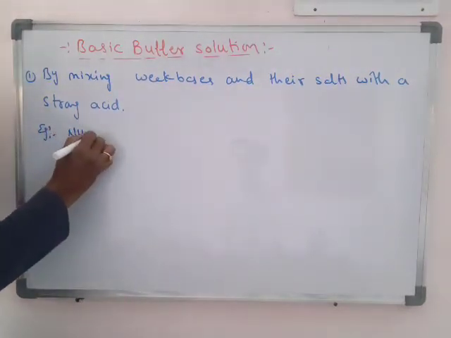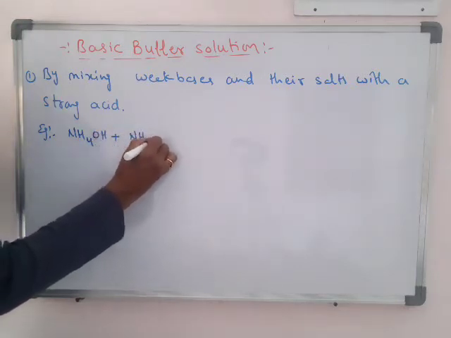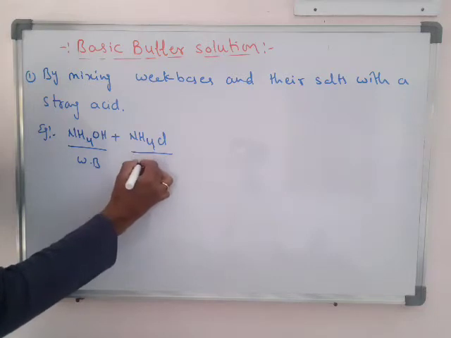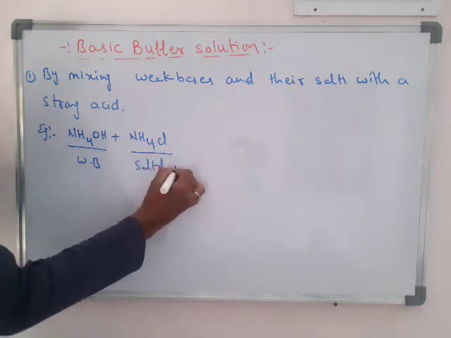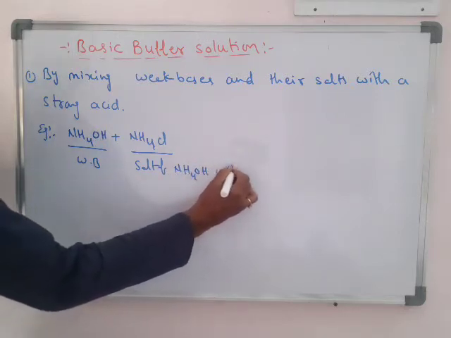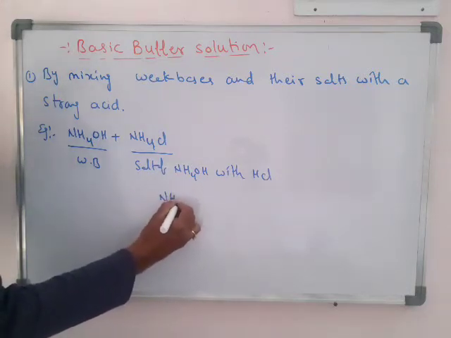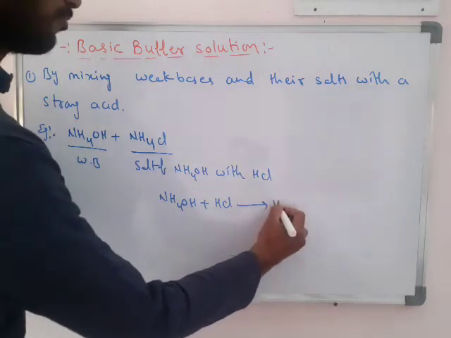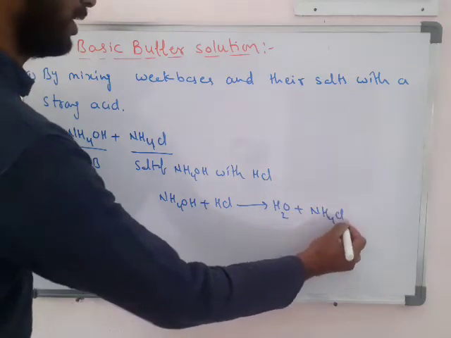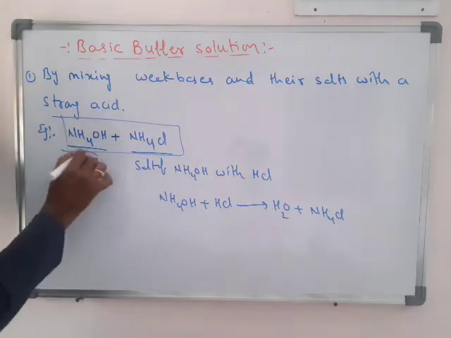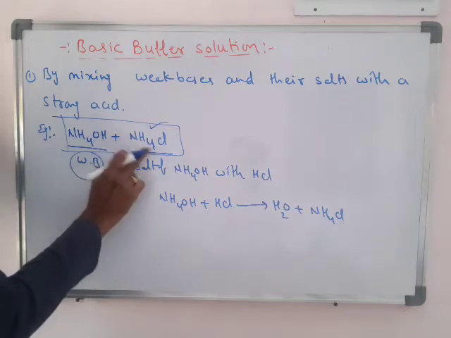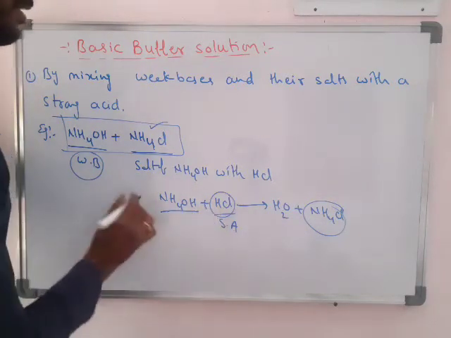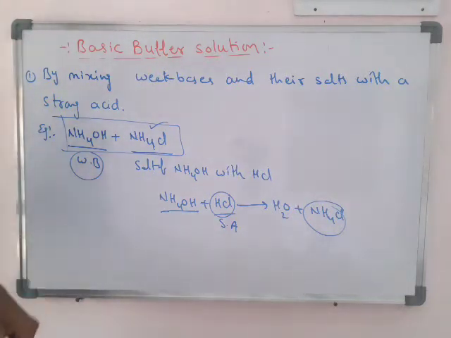For a basic buffer, ammonium hydroxide is a weak base. Then ammonium chloride, what is it? It is the salt of ammonium hydroxide with HCl. We know the reaction of NH4OH plus HCl, an acid plus base reaction, forms water and ammonium chloride. Means, what we have done here is mixing a weak base and its salt, which is formed by a strong acid. So this mixing works as a basic buffer solution.